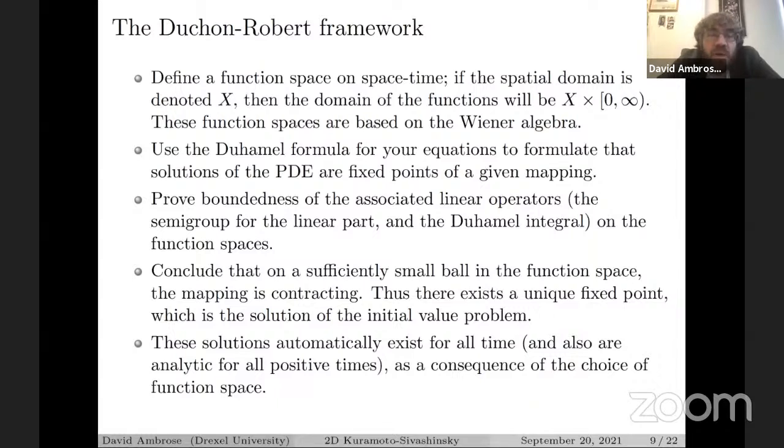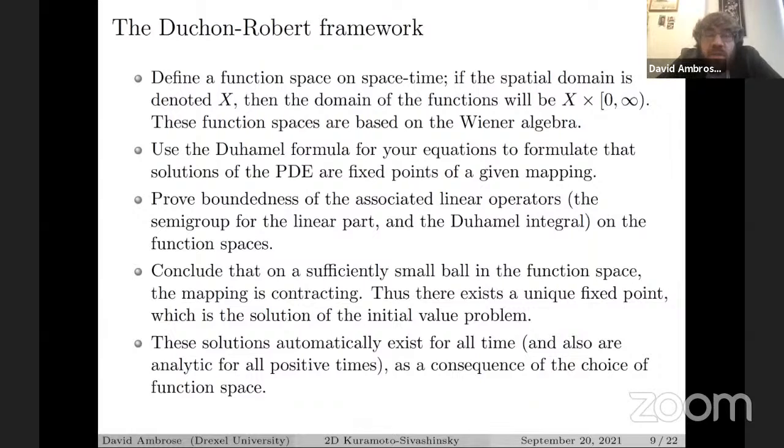We're going to use the Duhamel formula for the equations to give a fixed point formulation. The Duhamel formula says that the solution equals a semigroup applied to the initial data plus the time integral of the semigroup applied to the nonlinearity. So that's a fixed point equation. If we prove we have a fixed point of the right-hand side of the Duhamel formula, that's our solution.